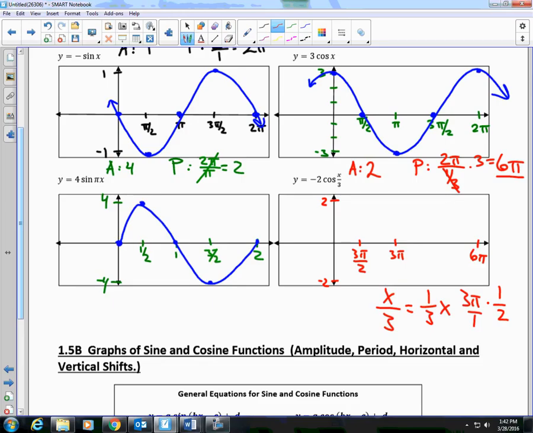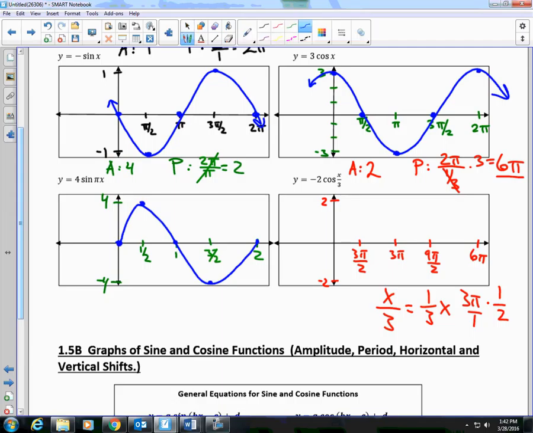Let's count. 3 pi over 2. 6 pi over 2. 9 pi over 2. After 9 pi over 2 would be 12 pi over 2, or 6 pi. See that? We just count to find the next pi.